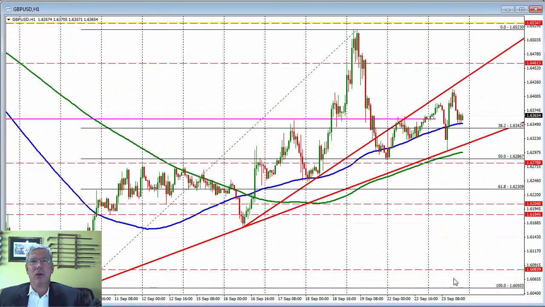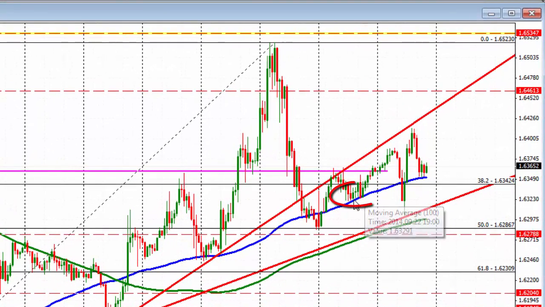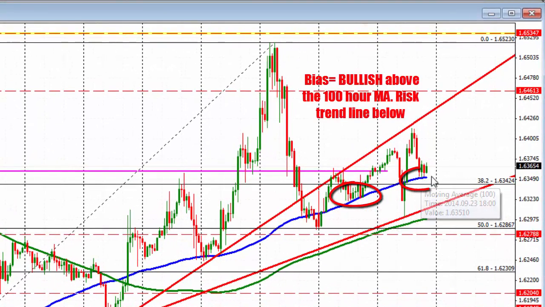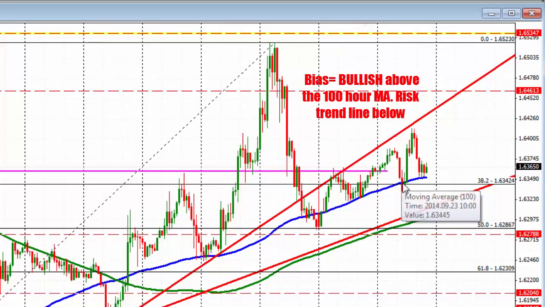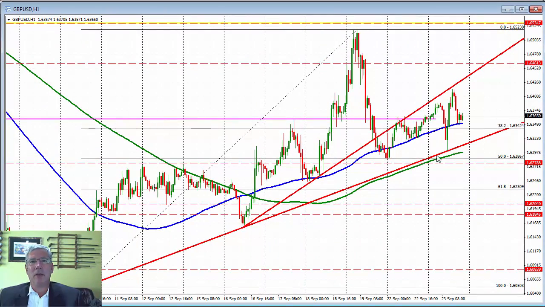What do I see in this currency pair? I see the 100-hour moving average, that's the blue line in this chart, holding support yesterday. I see the 100-hour moving average holding support in trading here today. Now in the early London, maybe late Asian session overnight, the market fell below the 100-hour moving average but found good support down here. So as a trader, what do I want to do?